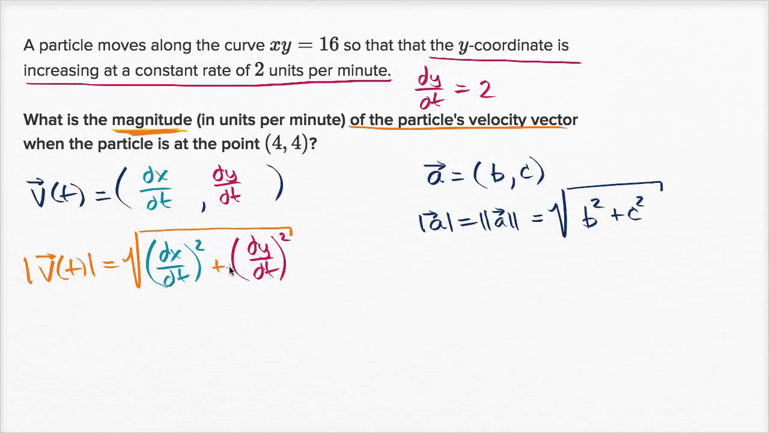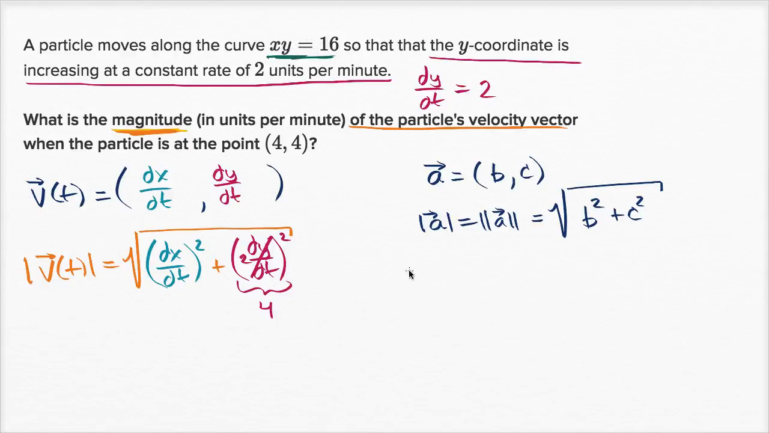So how do we figure out these two things? Well, we already know the rate of change of y with respect to t. They say that's a constant rate of 2 units per minute. So dy/dt is 2, and this whole term squared is going to be 4. But how do we figure out the rate of change of x with respect to t? Well, we could take our original equation that describes the curve and take the derivative of both sides with respect to t. That's going to give us an equation that involves x, y, dx/dt and dy/dt.